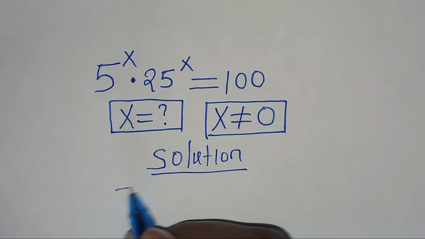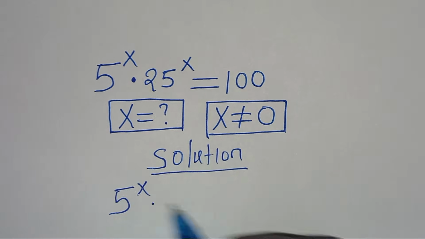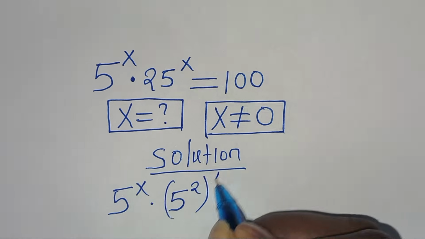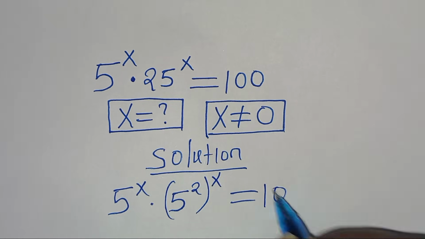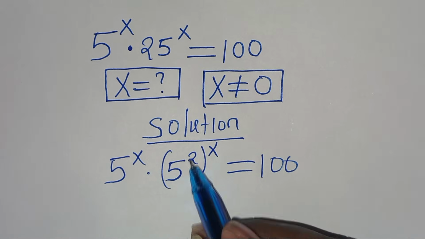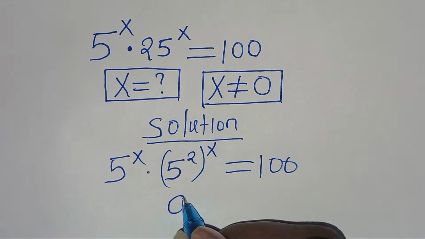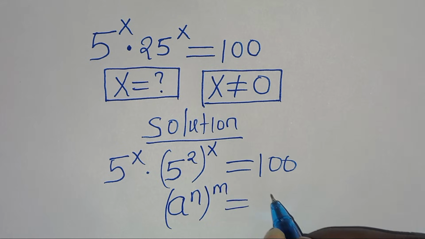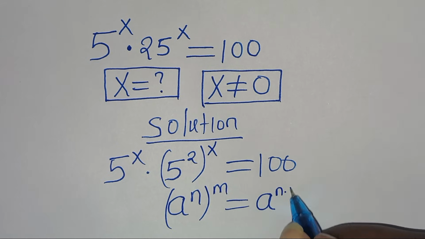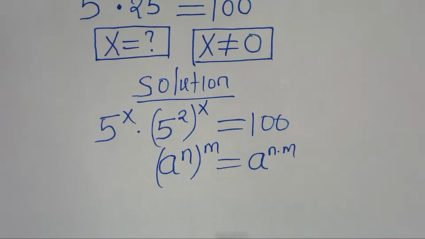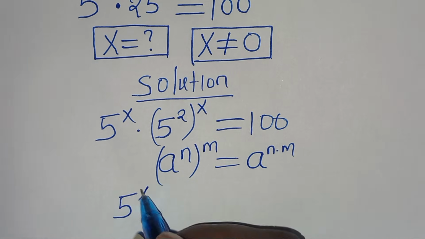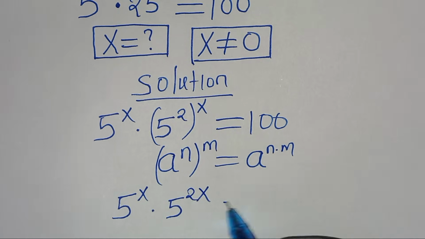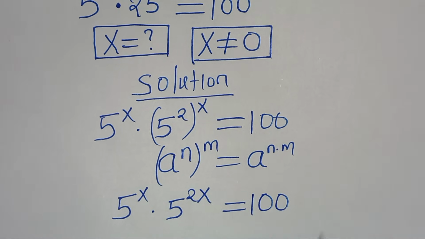So we have 5 to the power of x multiplied by 25. Remember, 25 can be expressed as 5 to the power of 2 raised to the power of x. This is equal to 100. 5 to the power of 2 to the power of x is in the form of a to the power of n raised to the power of m, which we can express as a to the power of n multiplied by m. So this implies that here we have 5 to the power of x multiplied by 5 to the power of 2x. This is equal to 100.